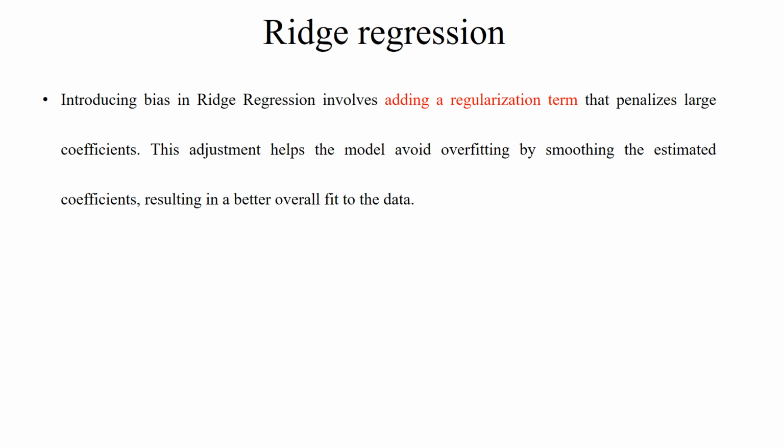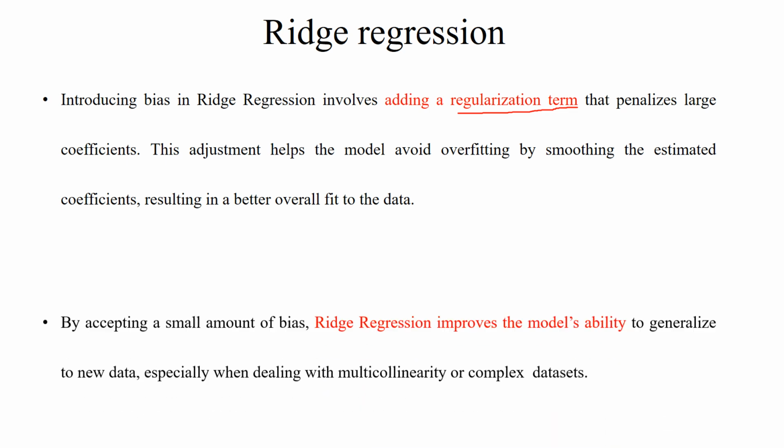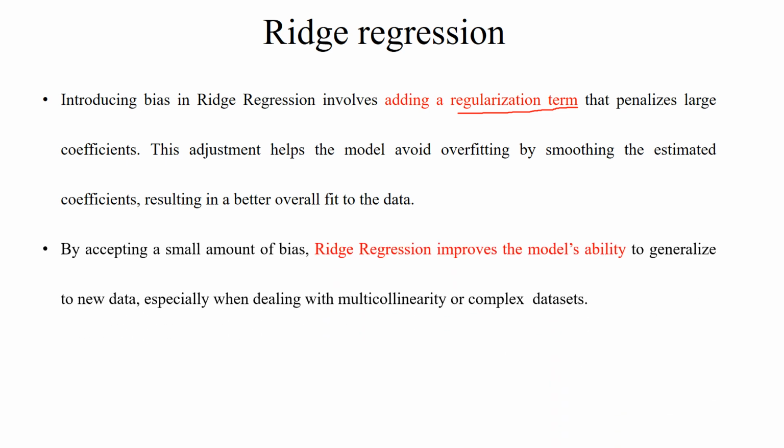Introducing bias in ridge regression involves a regularization term that penalizes the large coefficients. Generally, this is going to avoid overfitting. By accepting this small amount of bias, ridge regression will improve the model's ability to generalize to new data.